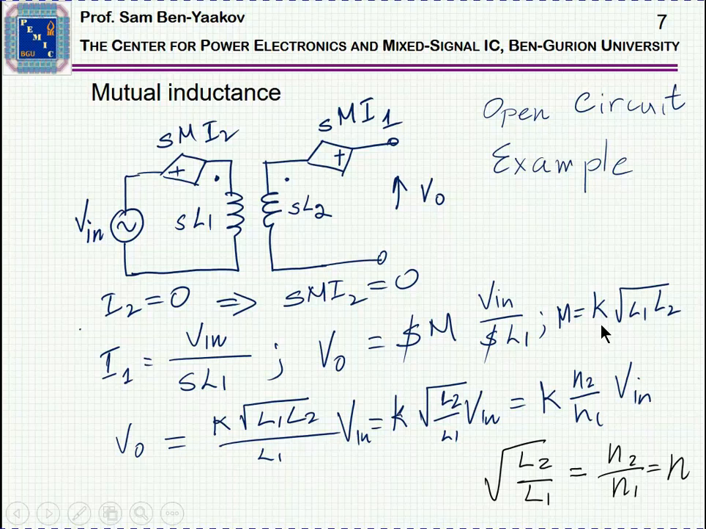So I'll plug this M into this relationship here, and I find that V out is K times the square root of L2 over L1, and now we know that L2 over L1 is N2 over N1, that is the turns ratio. So what I have found, which of course should have been clear, is that the voltage at the output is the turns ratio N2 over N1 times V in.